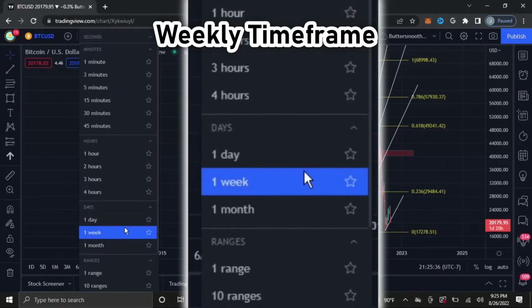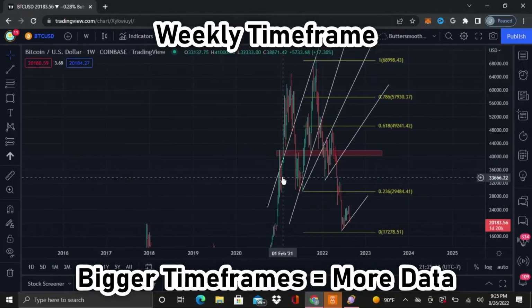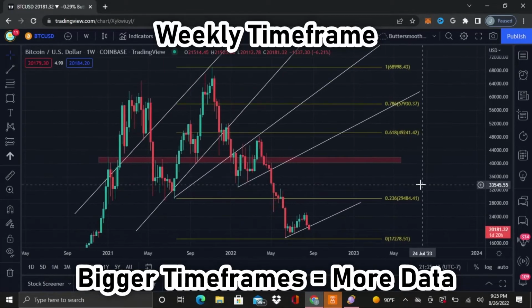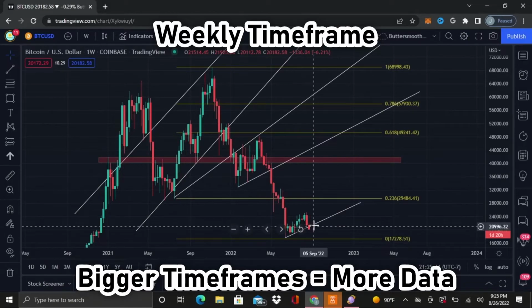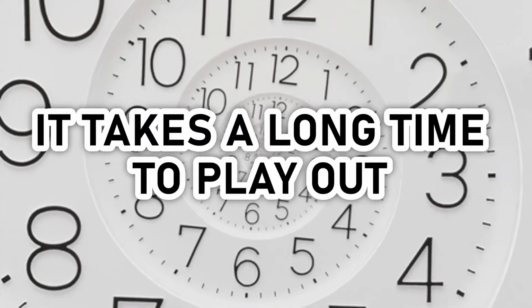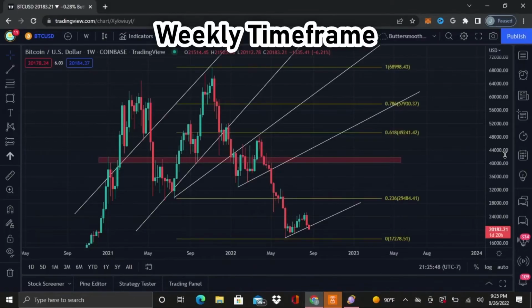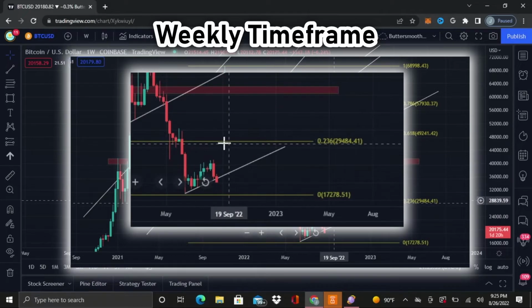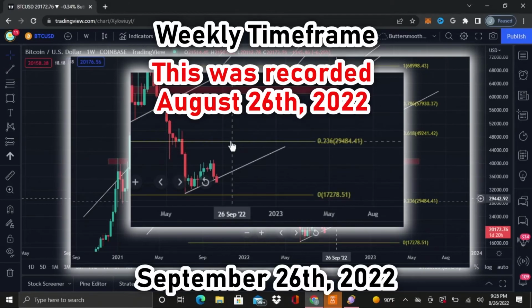So, you know, with the bigger time frames, your analysis will be a lot better, a lot more spot on. But the problem with the large time frames is, I mean, things take a long time to play out. You know what I mean? If you're looking at the weekly time frame, a movement to the next Fibonacci of the 236 may take, if you could just imagine it in your head, it may take until the 26th of September.